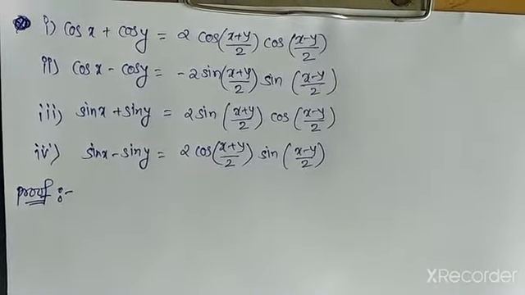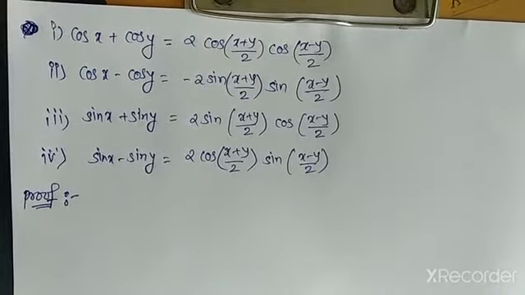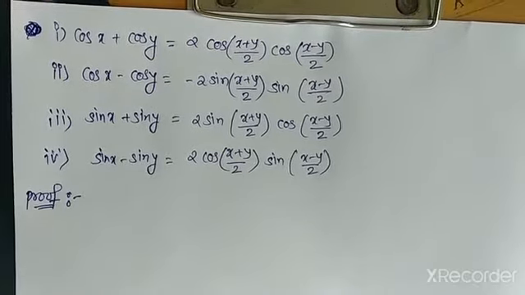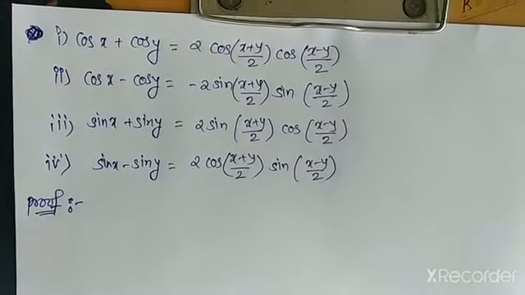And third, sin x plus sin y is equal to twice sin of (x plus y) upon 2 into cos of (x minus y) upon 2. And last, sin x minus sin y is equal to twice cos of (x plus y) upon 2 into sin of (x minus y) upon 2.